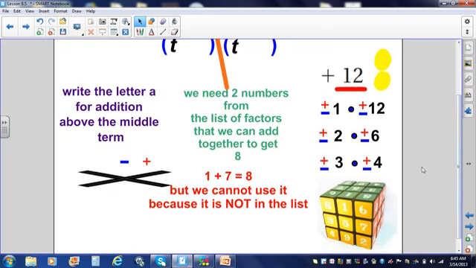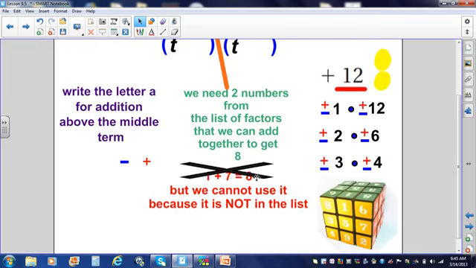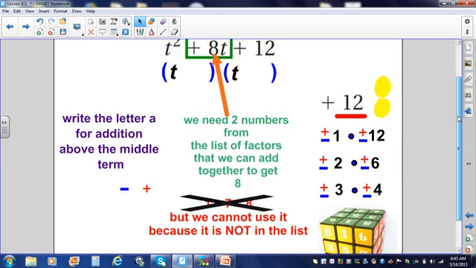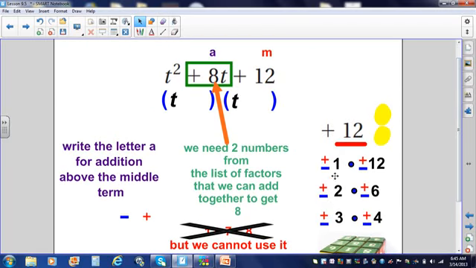Some of you might say, well, 1 plus 7 equals 8. But I don't have 1 times 7 in my list, so we cannot use it because it's not in the list. Only use numbers that are in the list. So I'm looking for two numbers in this list that I can add together that give me 8. Well, I'm thinking 2 and 6 will give me 8.